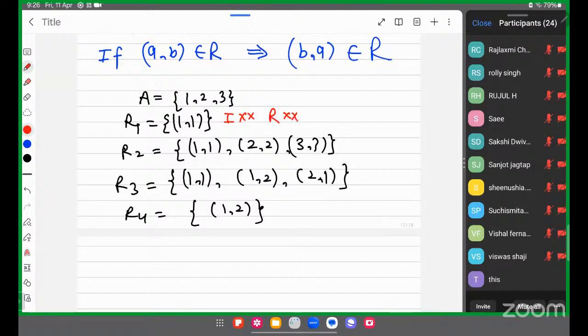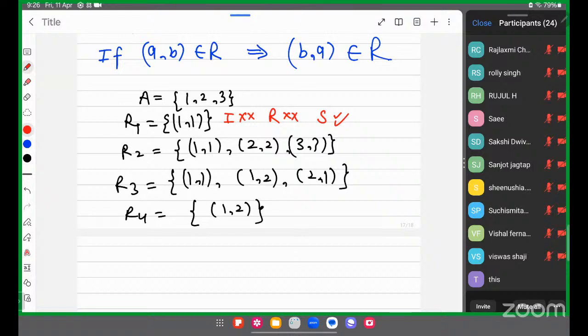Is it reflexive? R1 is not reflexive. Is it symmetric? Is relation R1 symmetric? In relation R1, we have element (1, 1). So a is 1, b is also 1. If (a, b) is there, (b, a) must be there. (a, b) is (1, 1). (b, a) is also (1, 1). So (1, 1) has symmetry about itself. So this will be a symmetric relation.